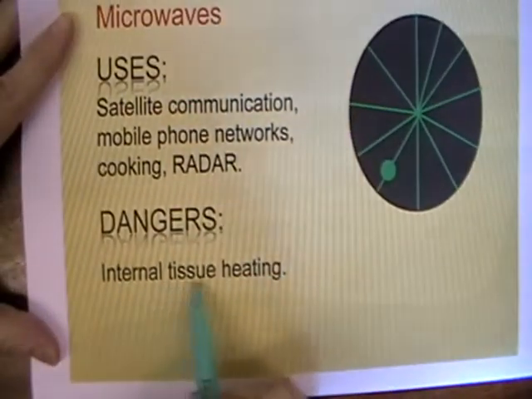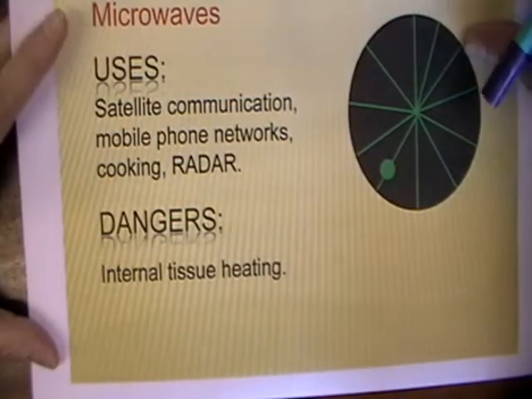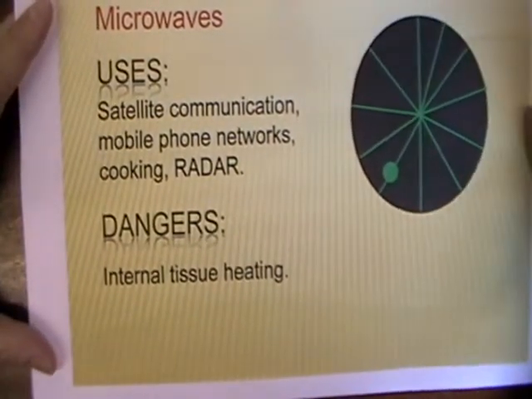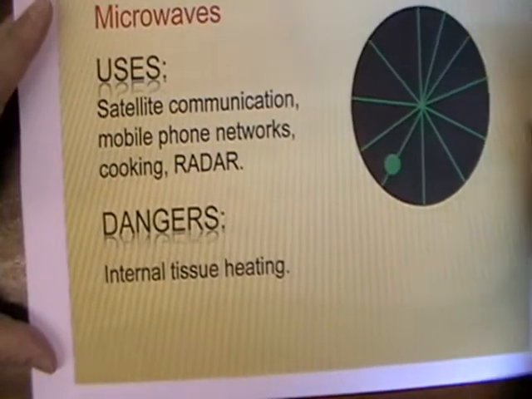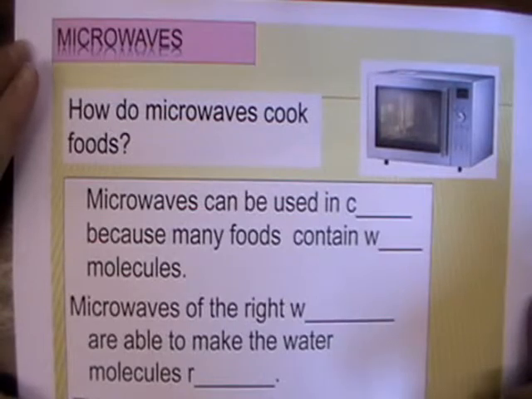Dangers are internal tissue heating. So if you put a chicken into your microwave oven, it cooks the chicken because it heats up the tissues. And therefore, that is a danger that if you're holding a mobile phone to your ear for a long period of time, it could be cooking the tissues behind your ear or in your brain. There's just a little bit about how microwave ovens work.